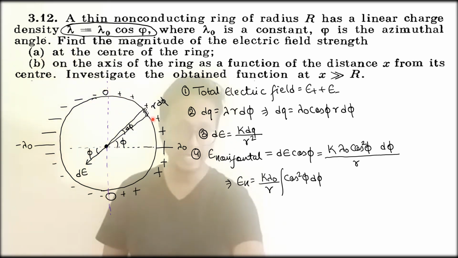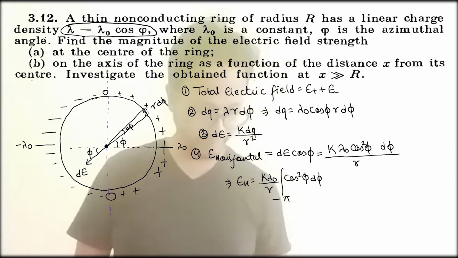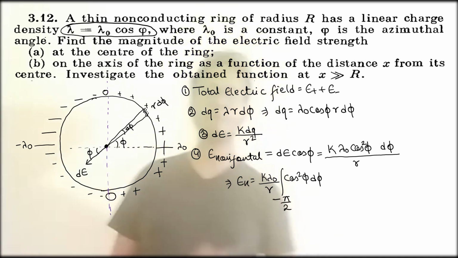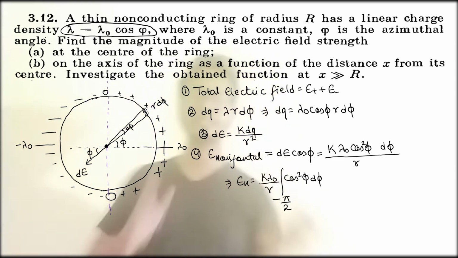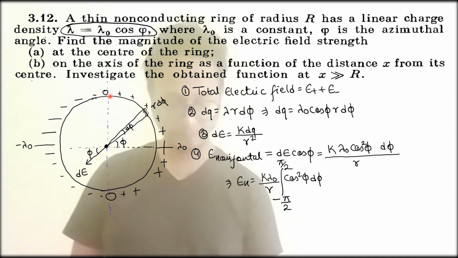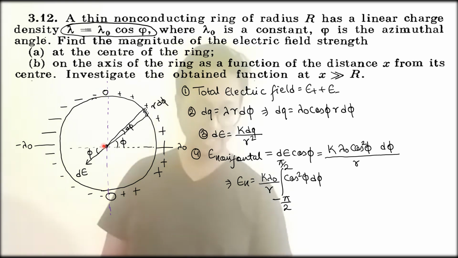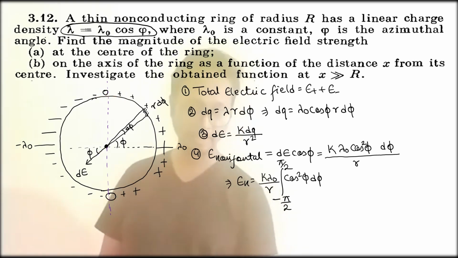So for this entire positive charge, the phi would start out here. The phi out here is nothing but minus pi by 2, or minus 90 degrees, or plus 270 degrees. Both will have the same effect as the value of positive 90, or plus pi by 2. Understood? So I'm integrating from here to here to find out the electric field due to this positive part of the ring.